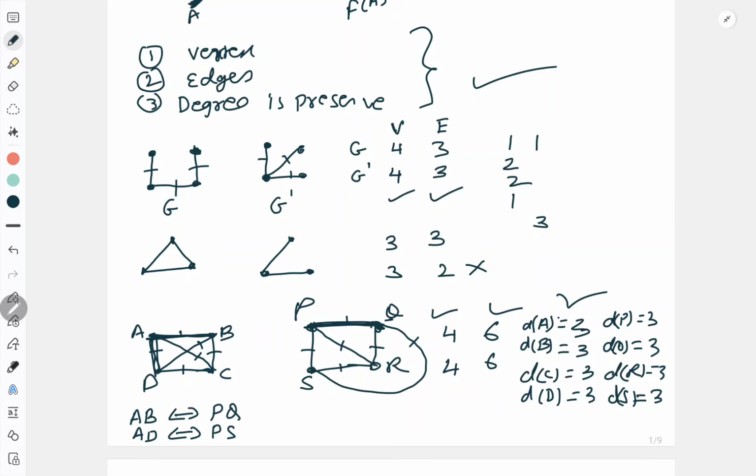Correct? Same way. So from this what you can say is that A is mapped to P. We need to search the mappings like this. B is mapped to Q. Right? And D is mapped to S. So what is left? C. So C is mapped to what is left over there? R. So these two are isomorphic graphs. Once you get this and it is satisfying the degree concept also, then it is an isomorphic graph.